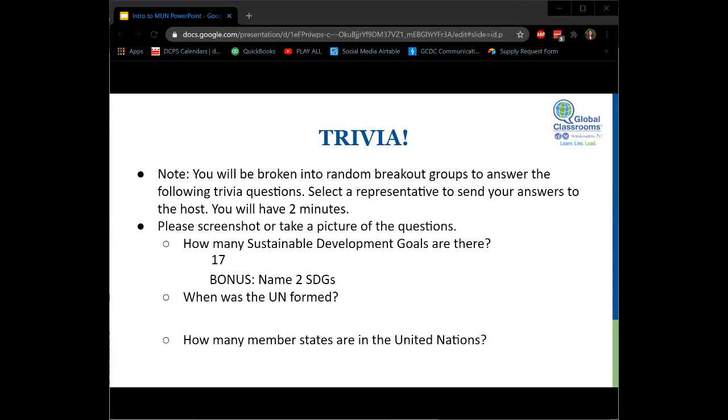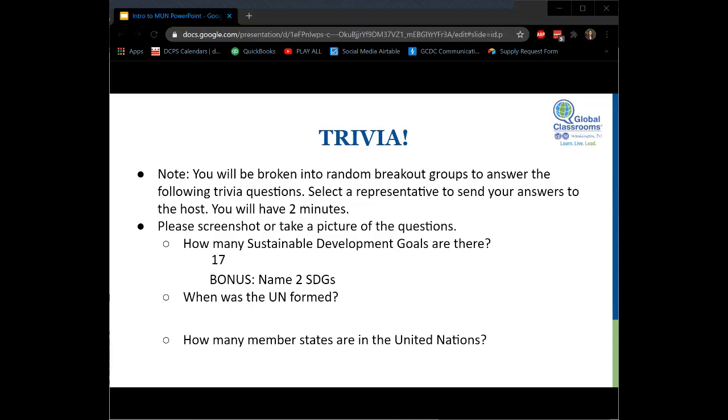Clean air and clean water? Do you know which number that is? No, no worries. Anyone else want to try? No. Okay, no worries. So I'll just name some of my favorite SDGs.